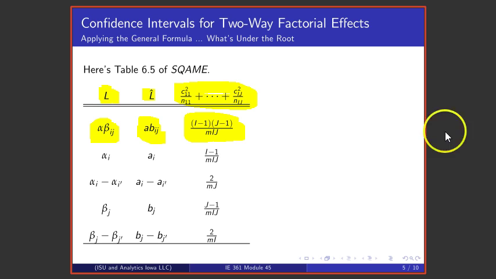There are similarly simple formulas for margins of error for A main effects, for B main effects. They are these.